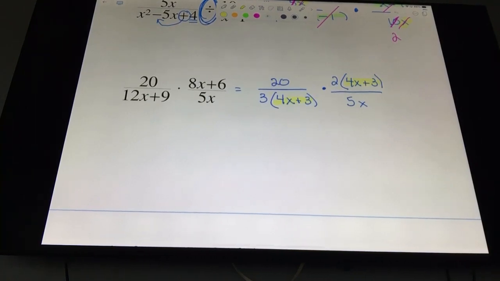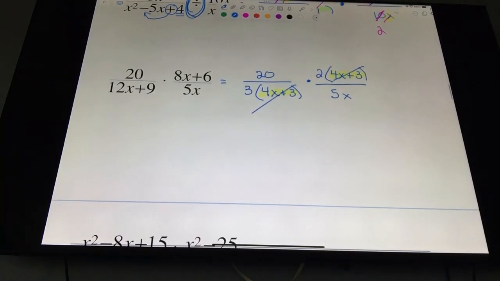So we can cancel those. 4x plus 3's. What else do you think? You do 5 and then 20. Good. So 5 goes into itself once, and 5 goes into 20 4 times. You can do 2 and 4.